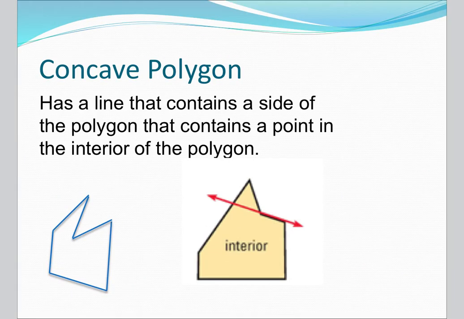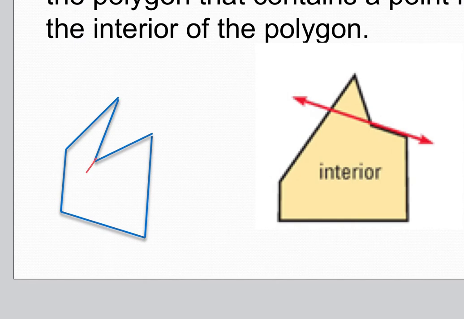Okay, so a concave polygon is the opposite. It has a line that contains a side of the polygon that would contain a point in the interior of the polygon. So even if not all of them do it, like if there's just one side, which there would always be two that somehow cave in, if there's at least one side that when you extend it, it crosses into the interior of that polygon, then it is concave. If you think about it like caving in, that's what it would look like, right? It would actually collapse into it. That would be concave.